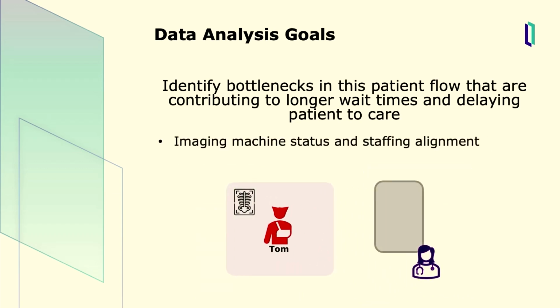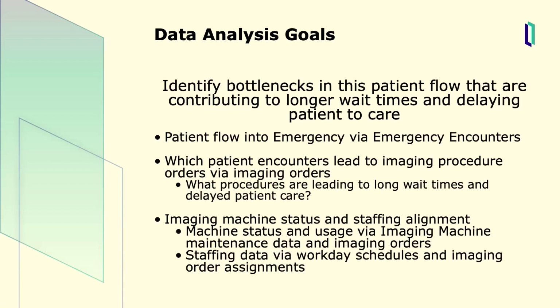Once Tom is in the imaging department, we also need to understand the machine statuses and the staffing alignment with the procedure that was ordered for Tom. So here is the summary of the data involved. And the key questions we want to answer are, what procedures are leading to long wait times and delayed patient care? And what can we do to alleviate these issues?